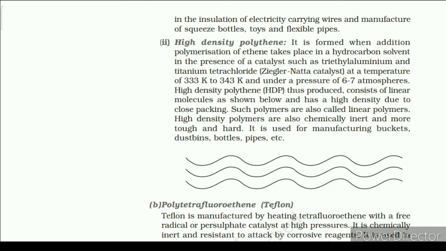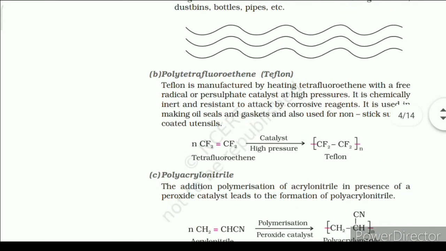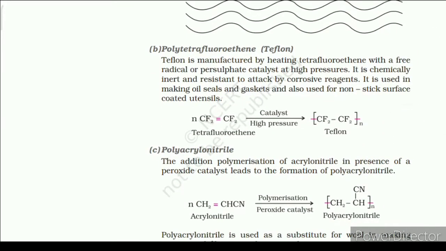High density polythene is also chemically inert and more tough and hard. It is used for manufacturing buckets, dustbins, bottles, pipes, etc. B. Polytetrafluoroethene, that is Teflon. Teflon is manufactured by heating tetrafluoroethene with a free radical or persulfate catalyst at high temperatures or pressures. It is chemically inert and resistant to attack by corrosive agents. It is used in making oil seals and gaskets and also used for non-stick surface coated utensils.